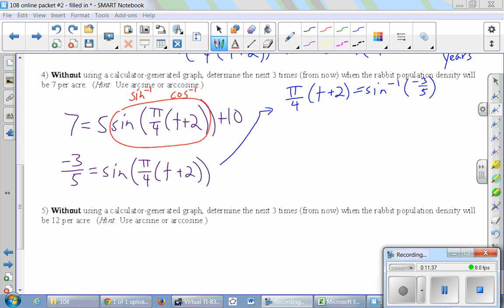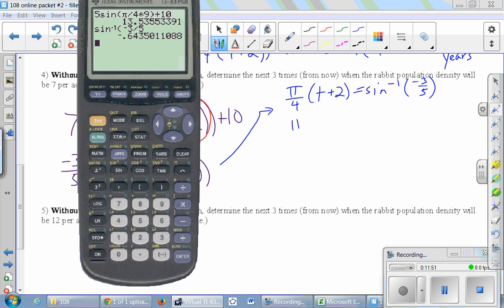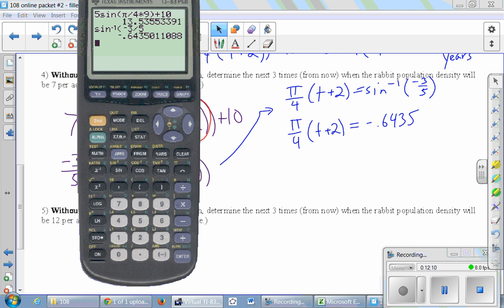Okay, that's fine. And then we'll just go ahead and use the calculator to help us here. So we need inverse sine of negative 3/5. Okay, so we get that number. So pi over 4 times t plus 2 is approximately this thing. Okay, and it could be, quite frankly, that we don't have to do anything else here except solve for t. So I don't really know what the best approach is at this moment.